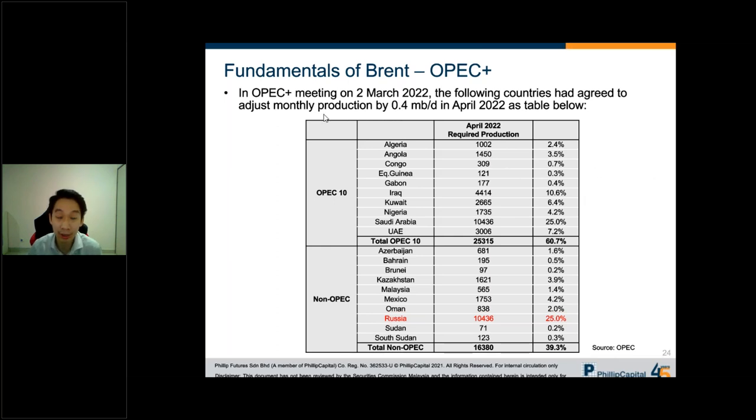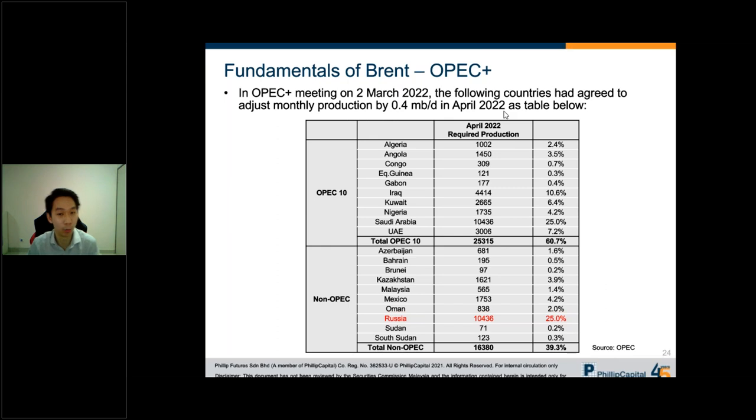So the OPEC meeting for last month, in March, right? They already met on the 2nd of March. Based on that meeting, after all the discussion, they agreed to adjust monthly production, to increase monthly production by 0.4 million barrels per day in April 2022.